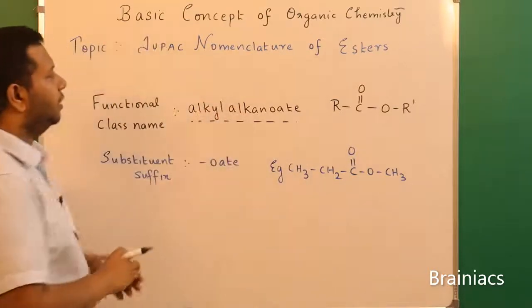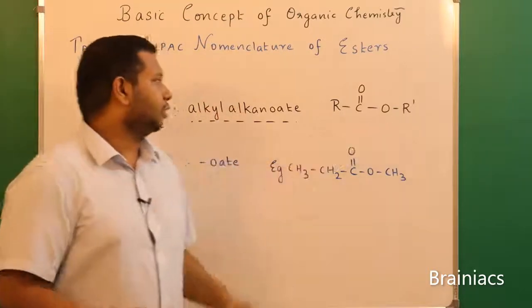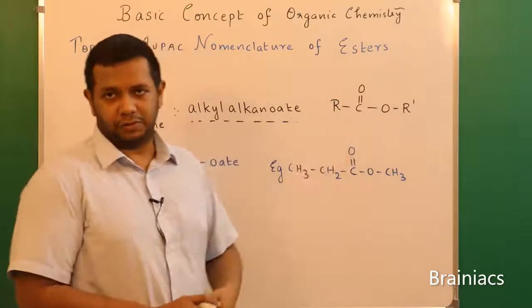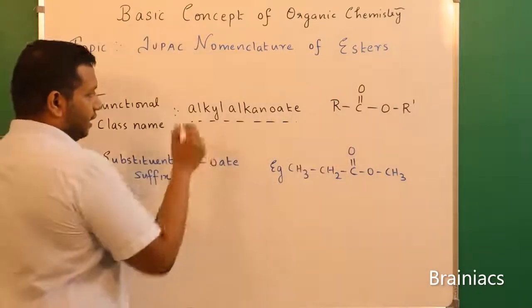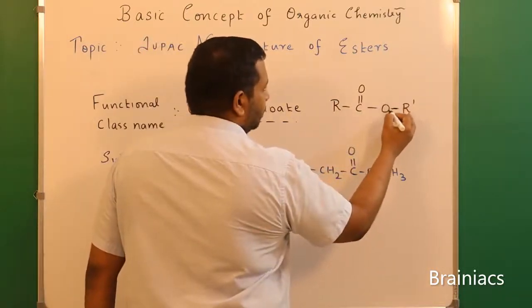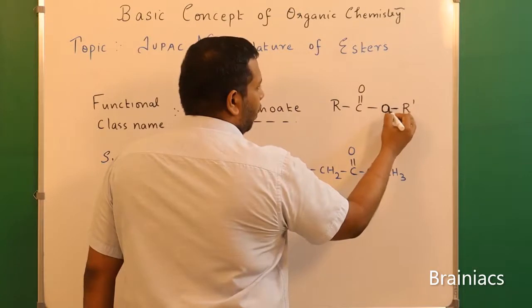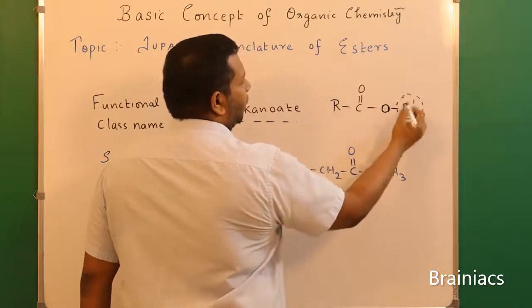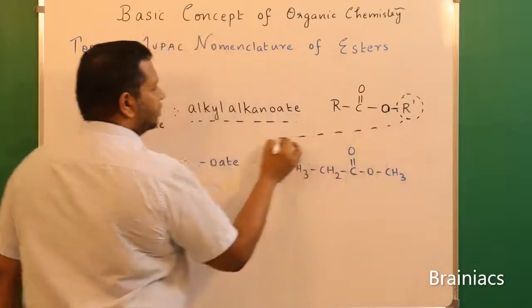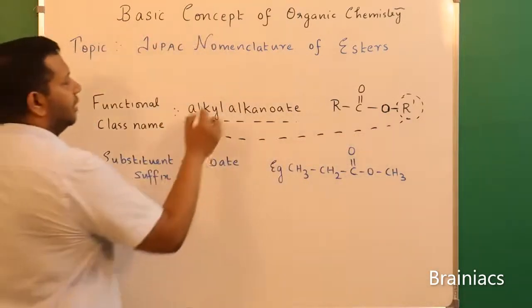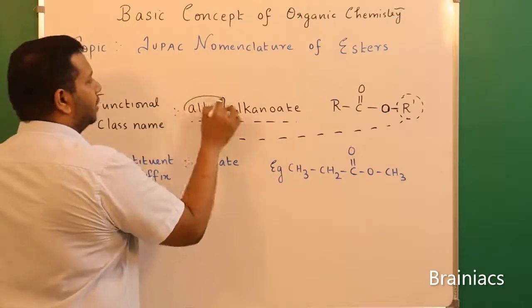So I will explain with the functional group, that is RCOOR, the basic representation of esters. So here what does alkyl stand for? The one that is linked with the O. You could see here O. Whatever is linked with the O, that linkage should always be an alkyl group, and that is called alkyl here.